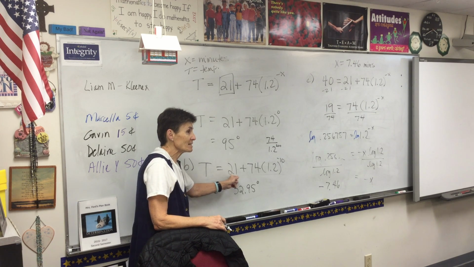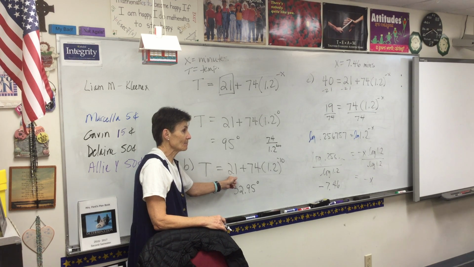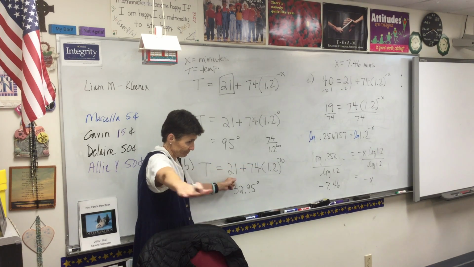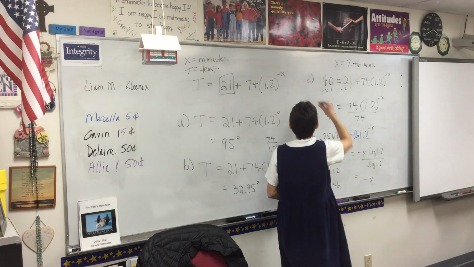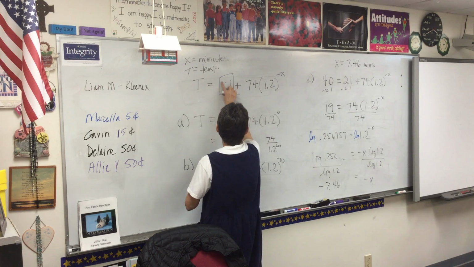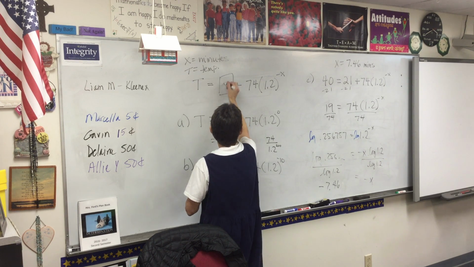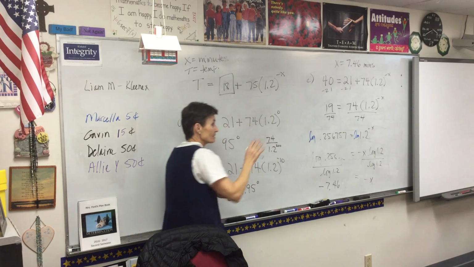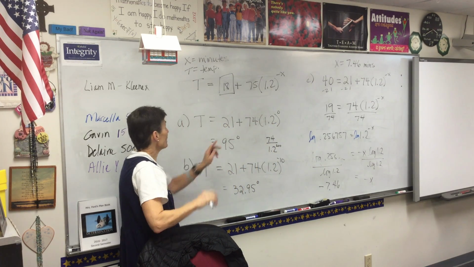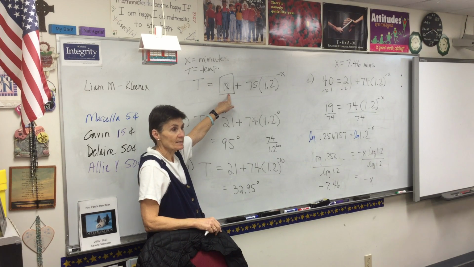So this is the baseline temperature right here. This is the room temperature. So if the equation had been this, it doesn't matter. The room temperature would be 18.